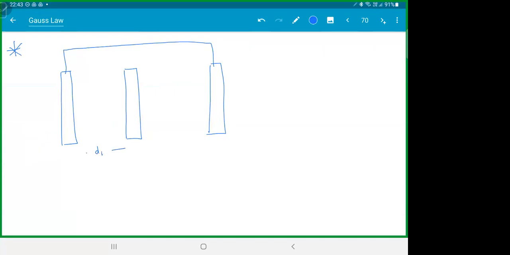Let this distance be d1. Let this distance be d2. Let this charge be q1. Let this charge be q2. So this will be q1 and this will be minus q2. Opposite things. Agreed? So यहाँ पे field कितना होगा? E1, which is q1 by A epsilon. यहाँ पे field will be E2, which is q2 by A into epsilon. Agreed?